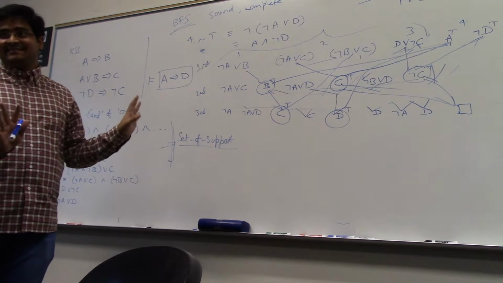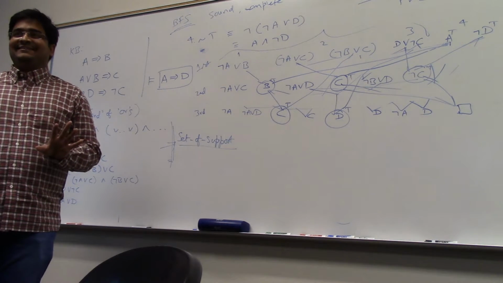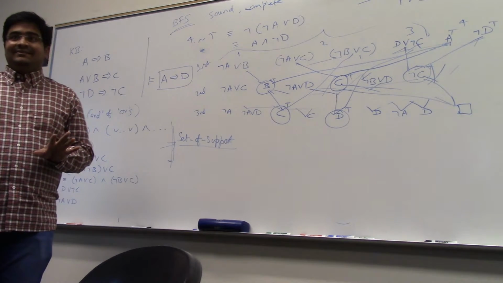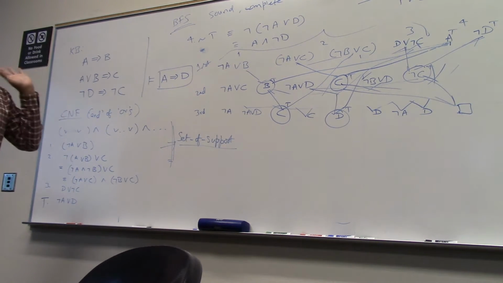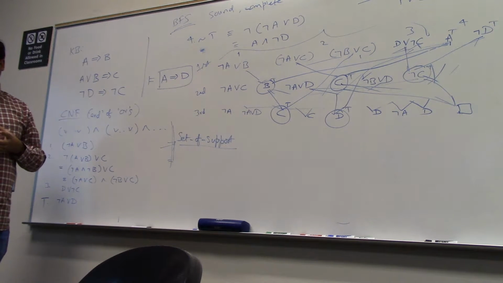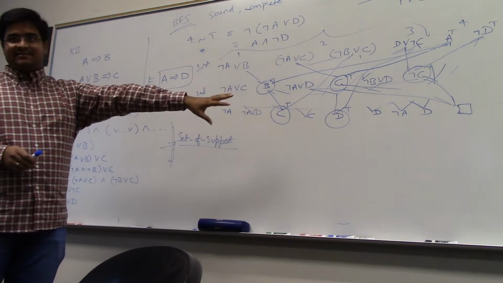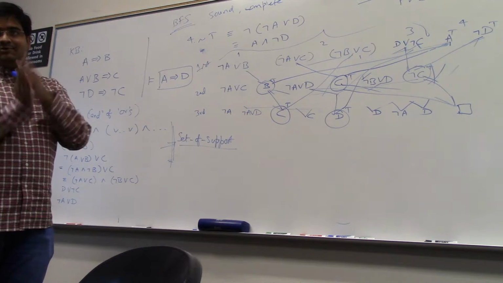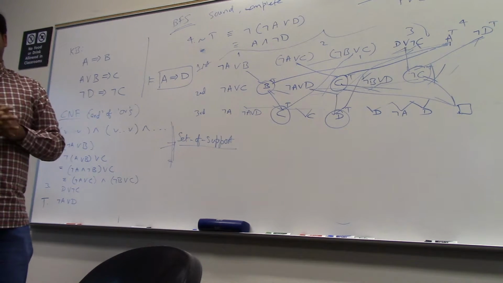It means it's inconsistent. If you don't find it, it doesn't mean it's not inconsistent. Because it's not a complete method, you may have missed something, which may have led to an empty clause. But if they tell you that it's inconsistent, which means you are able to find an empty clause, then it's inconsistent.